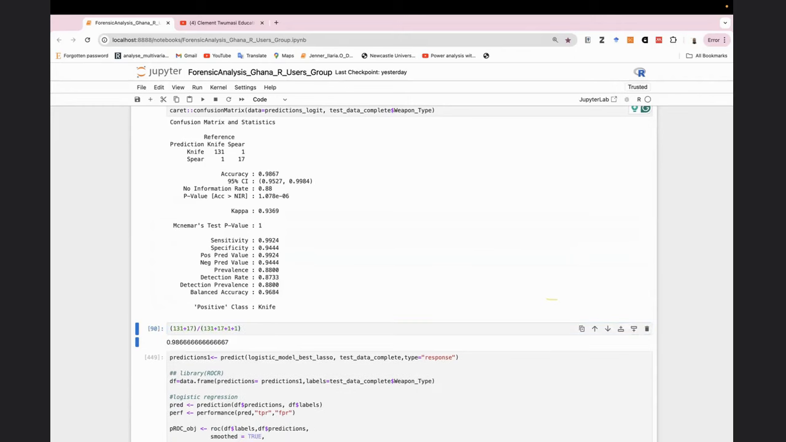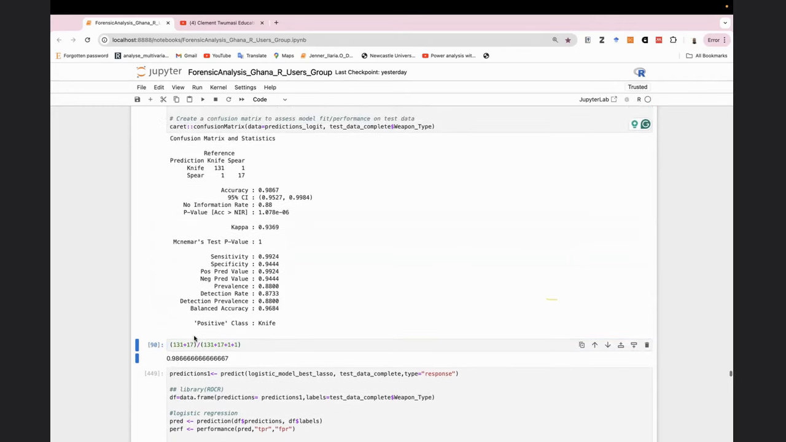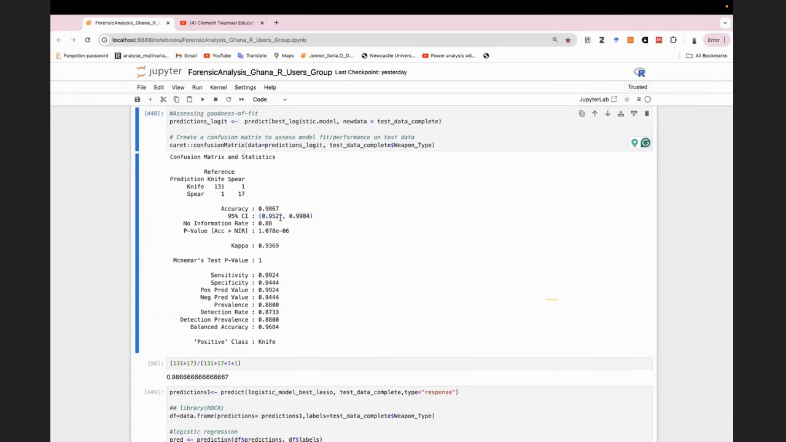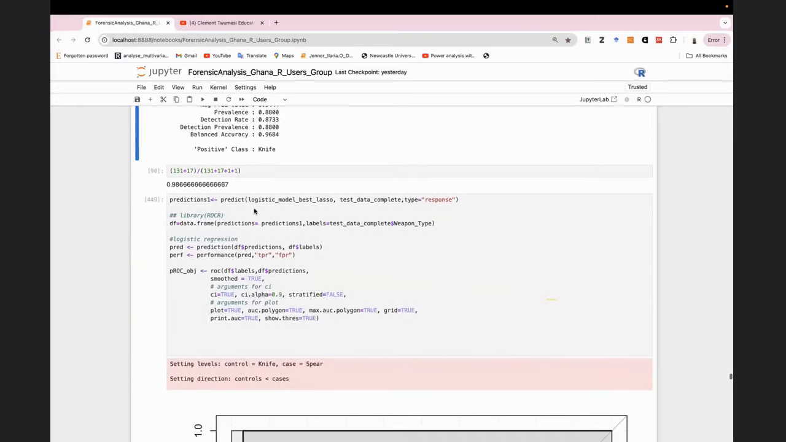What did I do? Okay, so that will give us 98.6. And that is exactly what this gives us. And the beauty of this is that it also gives you a confidence interval, so you can say that the accuracy is bounded between 95% and 99%. So the model was about 98% accurate, and that tells you how powerful the model we fitted was.